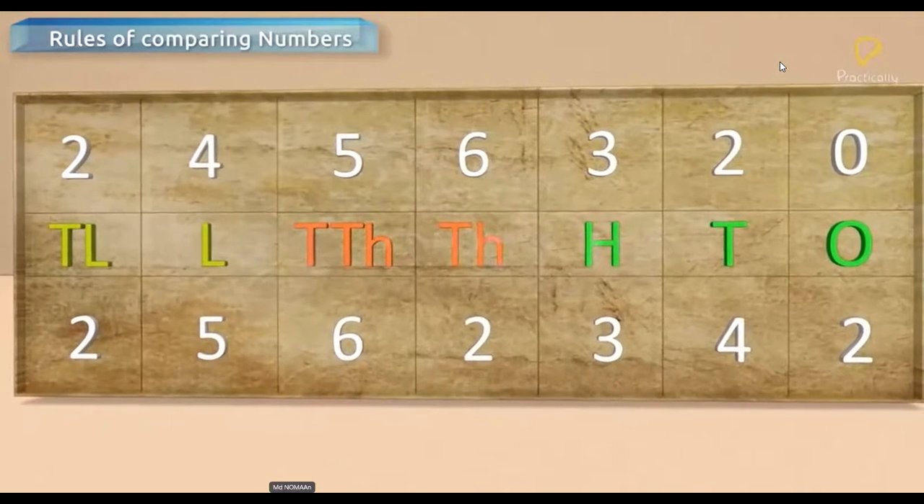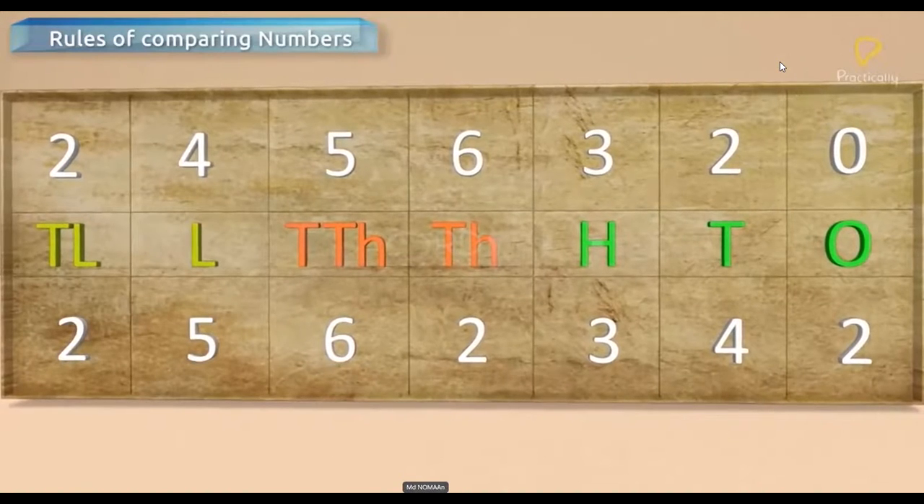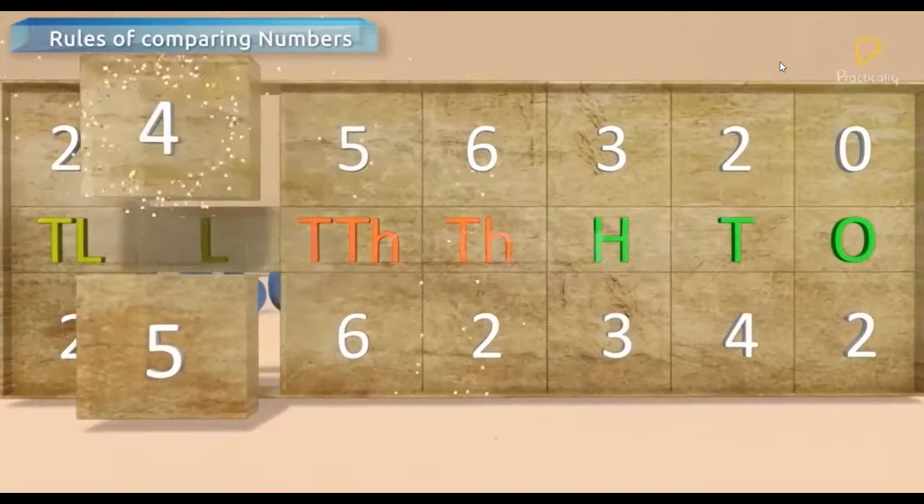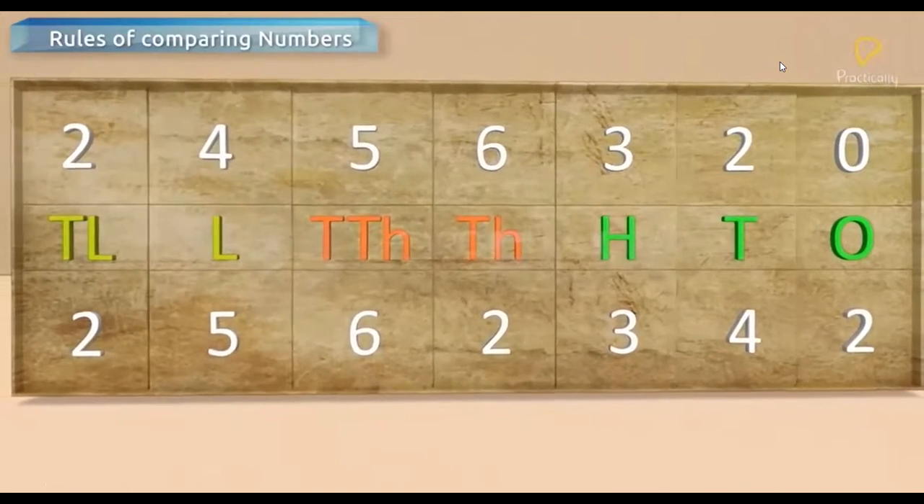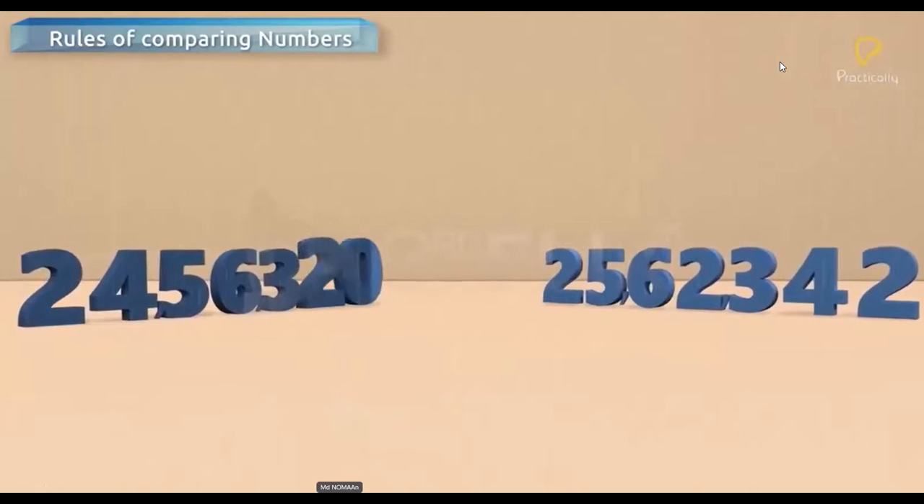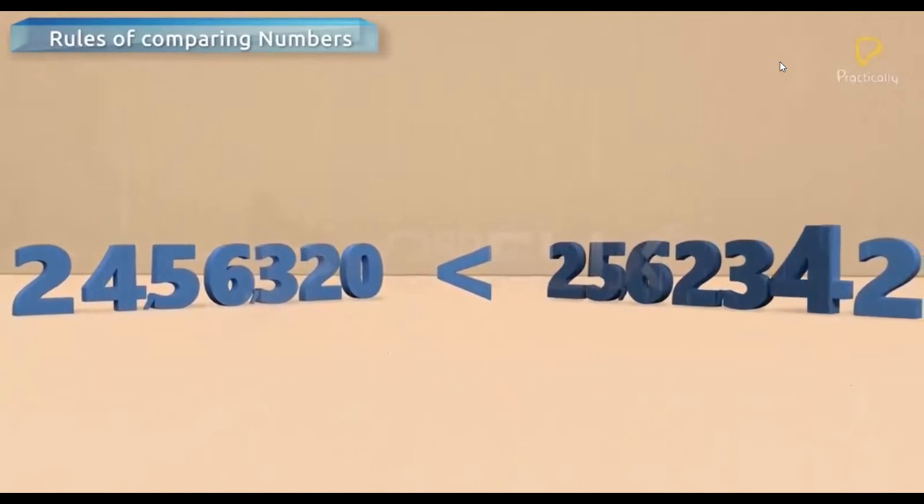The next highest place value is lakhs place. The digits in lakhs place of the two numbers are 4 and 5. Here, 5 is more than 4. So we can say that 24,56,320 is less than 25,62,342.